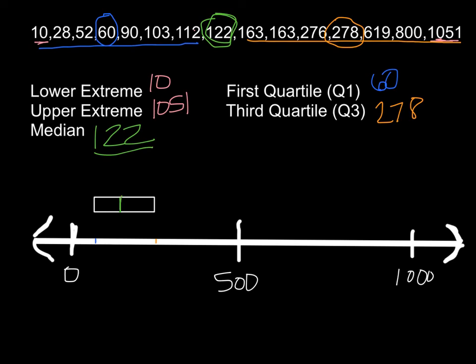Let's go ahead and label some of these points. Alright, there is our median. Our third quartile is 278, so we can get a feel for the scale of this thing. And our first quartile is here, and that's 60. Okay, there's the box. The last thing we have to do to finish this box and whisker plot is to draw our whiskers out that go to our upper and lower extremes.